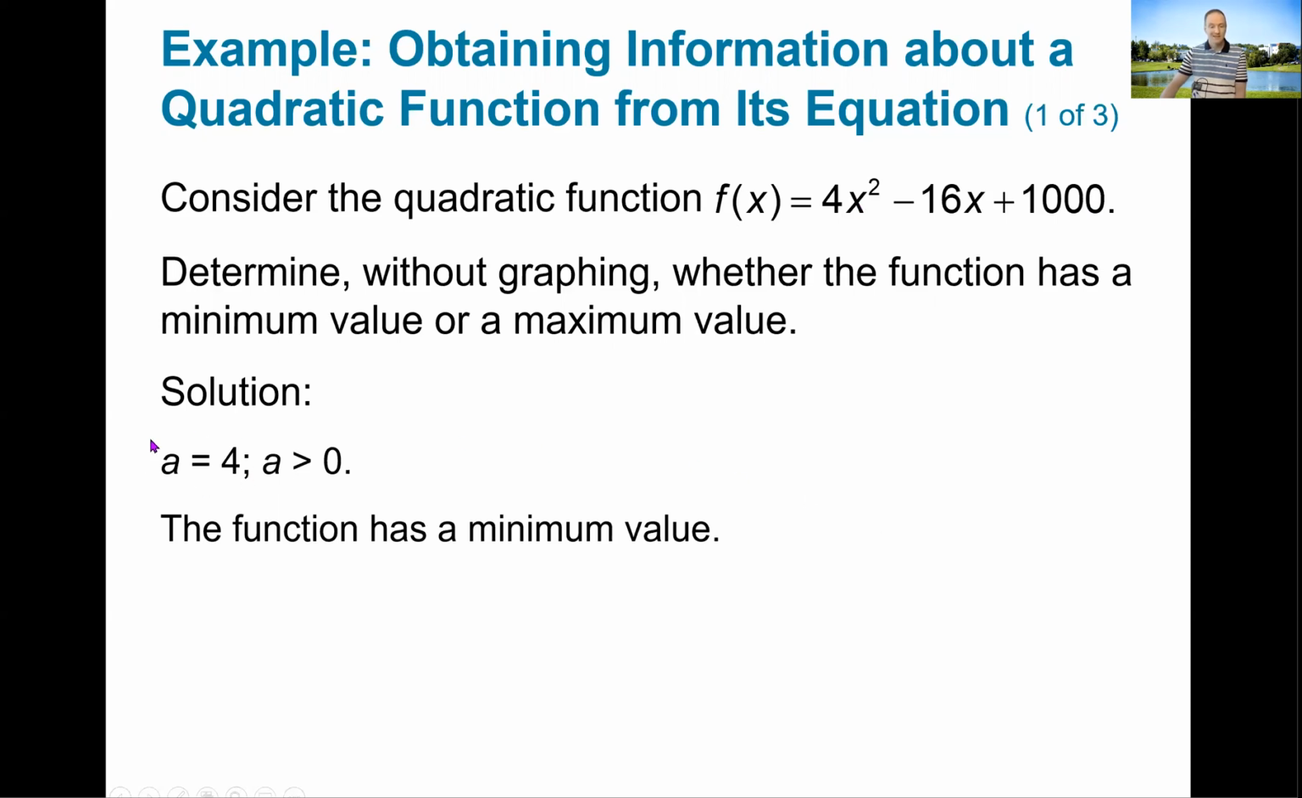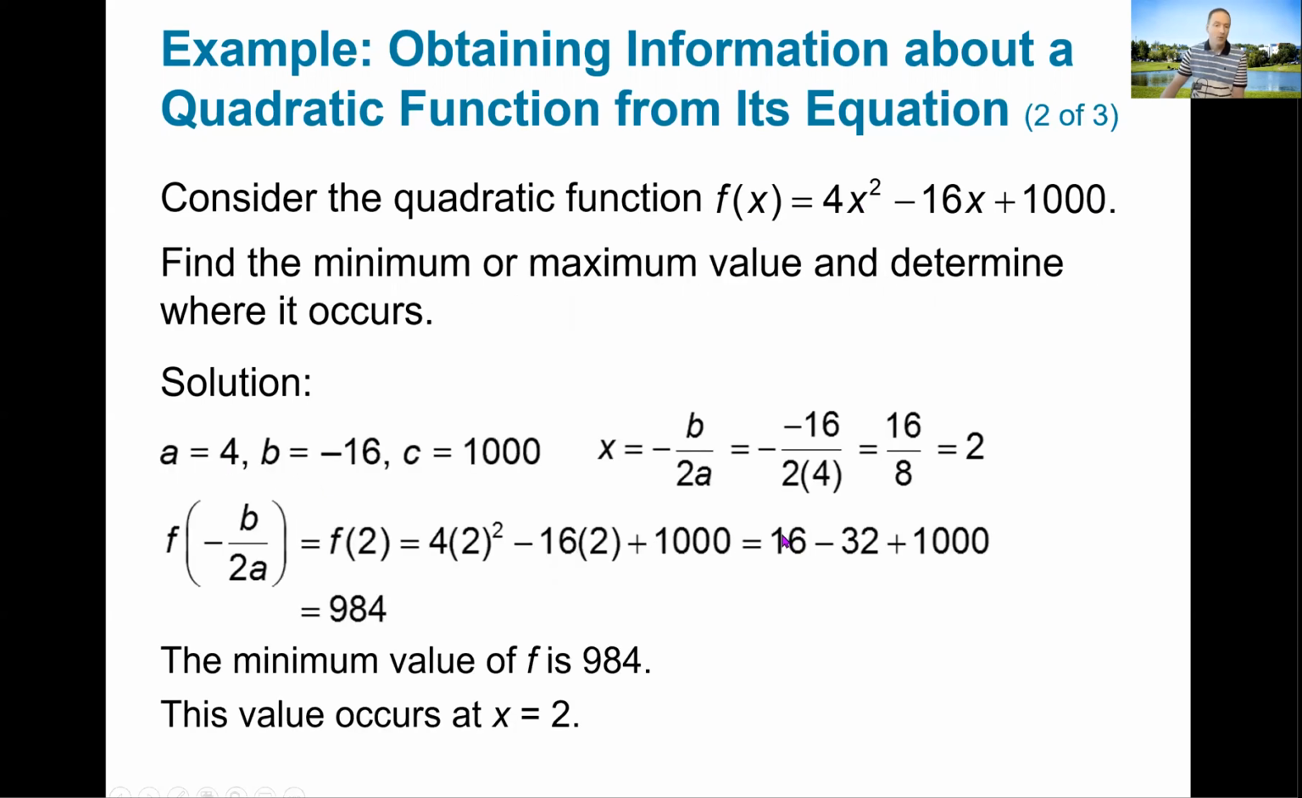So I can say, since a is a positive value, which is greater than 0, the function has a minimum value. Now, what is this minimum value? I go in and I can say, well, in this problem, a is 4, b is -16, and c is 1,000. The x component of that minimum vertex is going to be at -b/2a, which gives me the negative of -16 over 2 times 4. That's going to be positive 16 over 8. I get an x value of the vertex of 2.